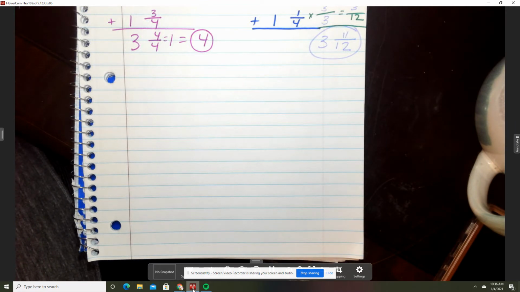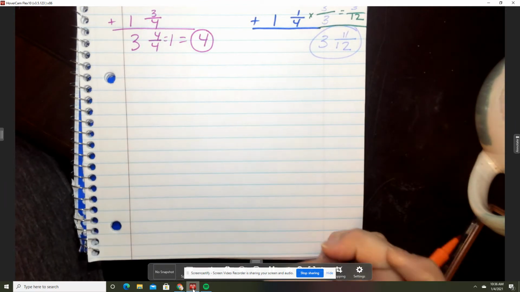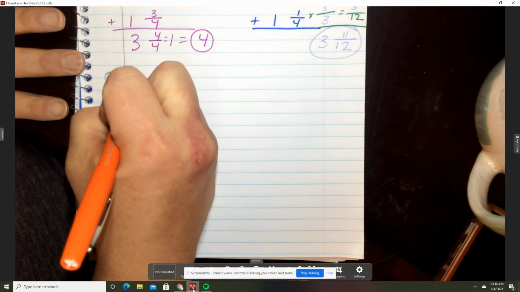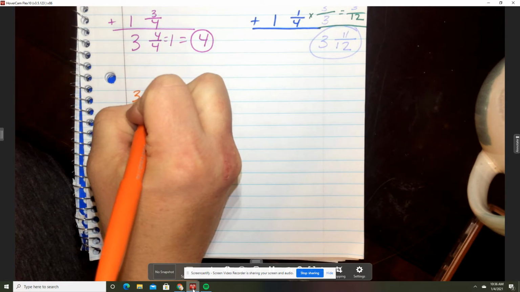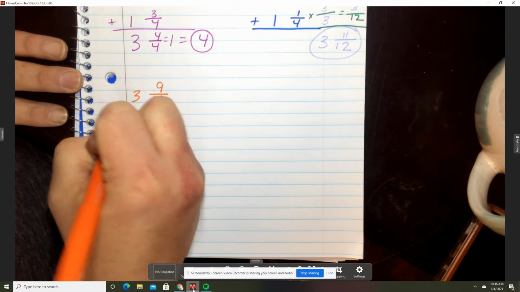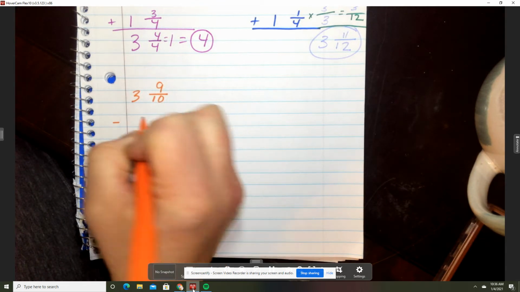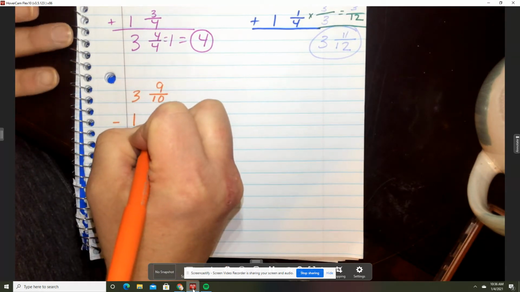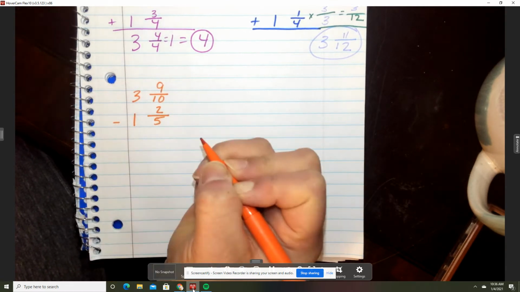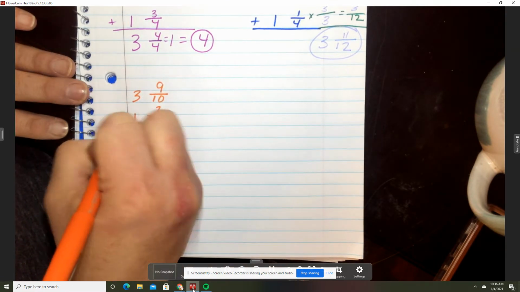Coming up with problems is always super hard for my brain. Let's see, let's do 3 and 9/10 minus 1 and 2/5.